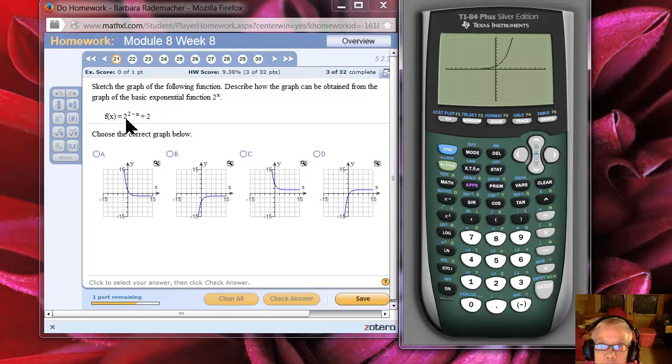Here we have 2 to the 2 minus x. Let's take a look at that because we're going to be translating it. 2, there we are. I'm going to say 2 minus x. Actually, I'm not. I'm going to say negative x plus 2.